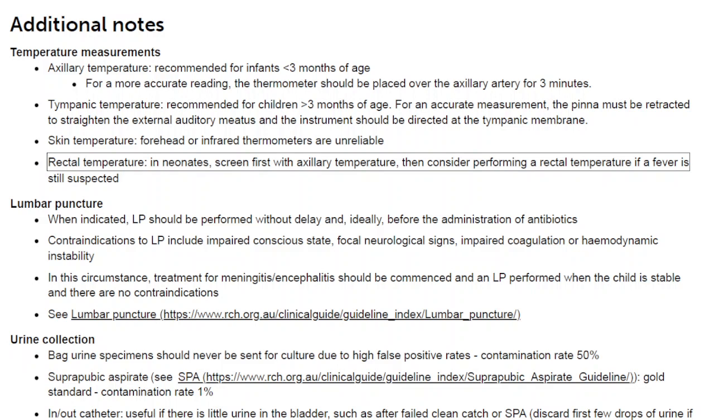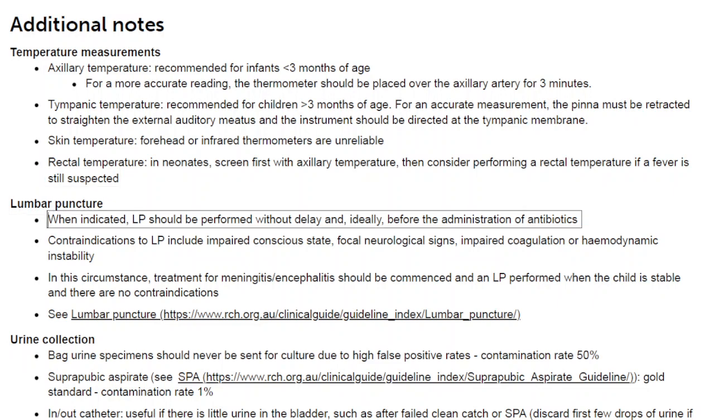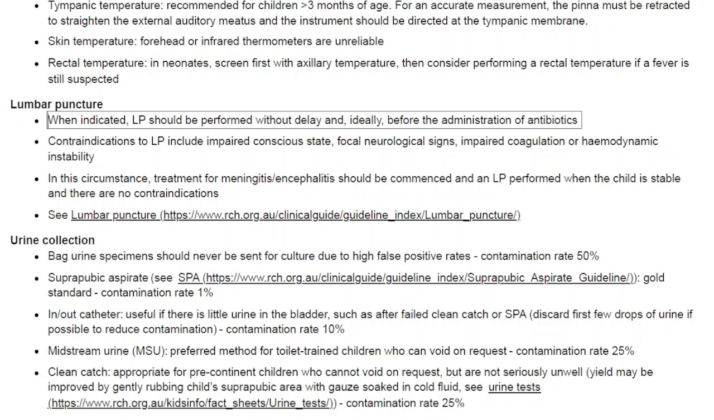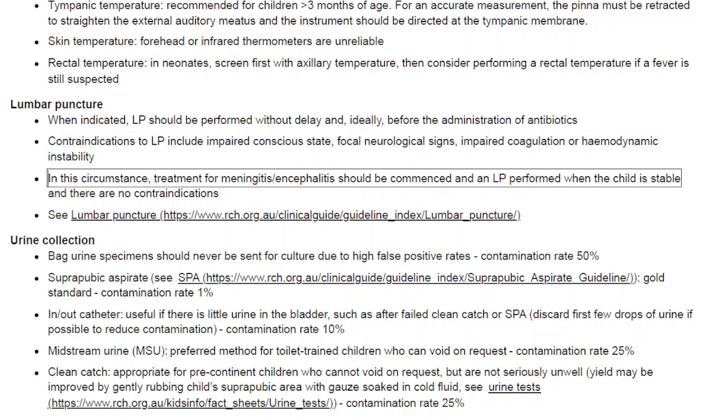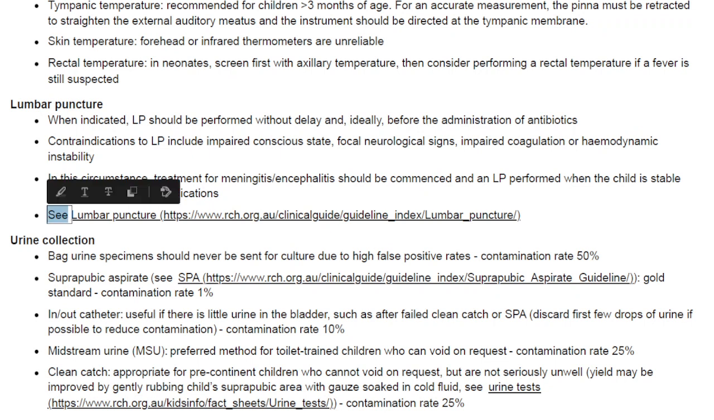Rectal temperature: in neonates, screen first with axillary temperature, then consider performing a rectal temperature if a fever is still suspected. Lumbar puncture. When indicated, LP should be performed without delay and, ideally, before the administration of antibiotics. Contraindications to LP include impaired conscious state, focal neurological signs, impaired coagulation, or hemodynamic instability. In this circumstance, treatment for meningitis/encephalitis should be commenced and an LP performed when the child is stable, and there are no contraindications.